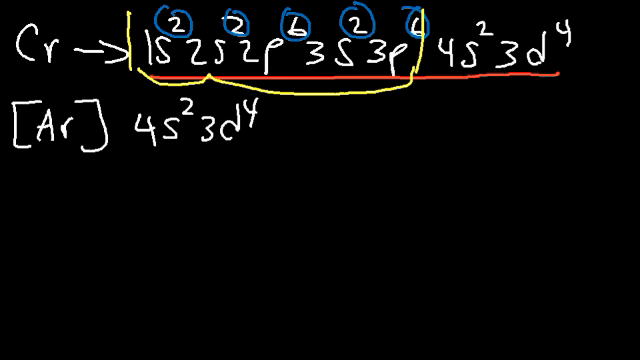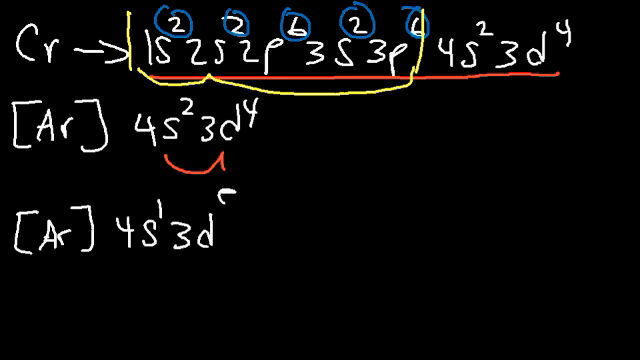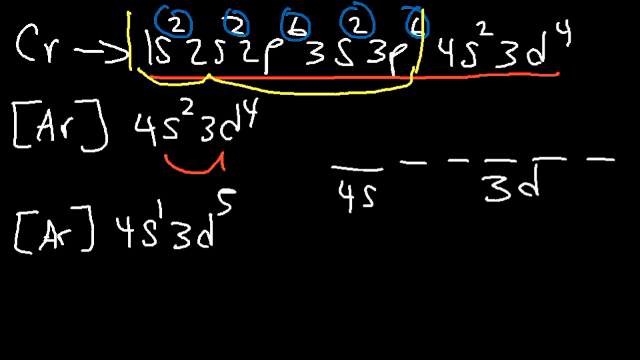Now, we said that an s electron is going to jump into the d sublevel. So it's going to be 4s1, 3d5. But let's see why. So here is the 4s sublevel, and very close to it is the 3d sublevel. The 3d sublevel is very close in energy to the 4s level. They're not that far apart, so it's very easy for an electron to jump from the 4s level to the 3d sublevel because the energy is so close.